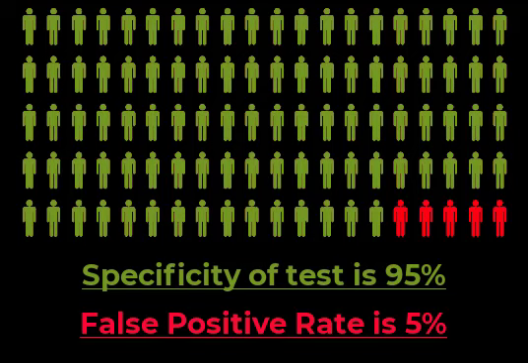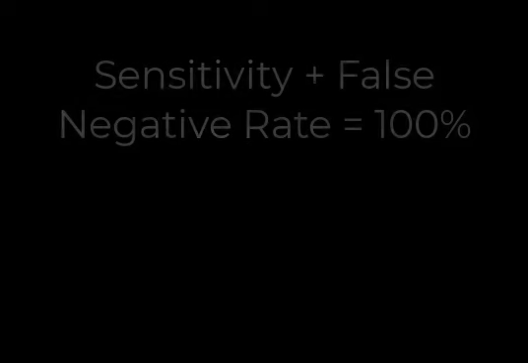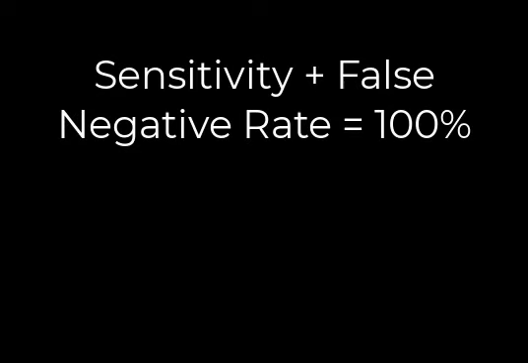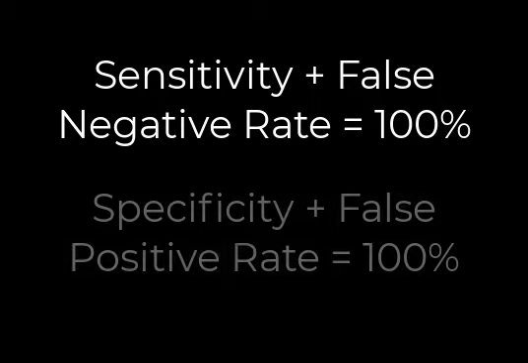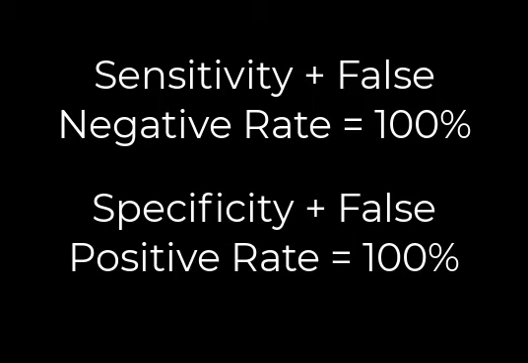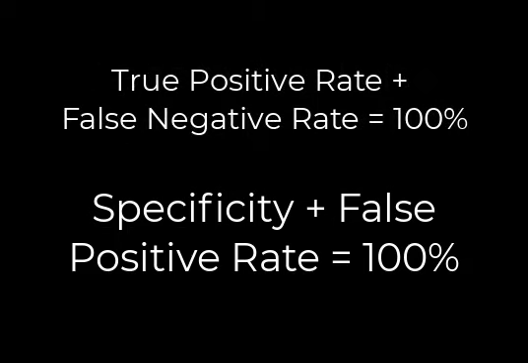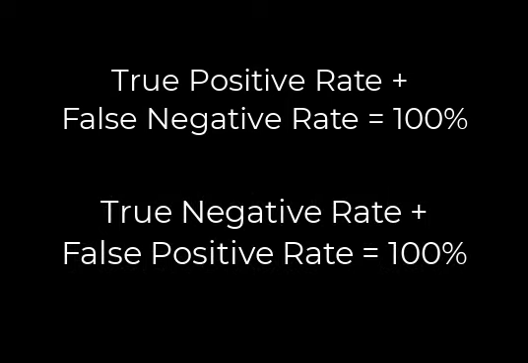All 100 of those people do not have the disease. 95% of the time, the test is going to tell them they don't. The other 5% of the time, it's going to incorrectly tell them they do. To sum up, the sensitivity and the false negative rate have to be complementary, and the specificity and the false positive rate have to be complementary. If you're not a fan of the phrase sensitivity, you can replace that word with true positive rate. And similarly, if you don't like specificity, you can replace that with true negative rate. I hope this video helped to demystify those ideas for you a little bit.